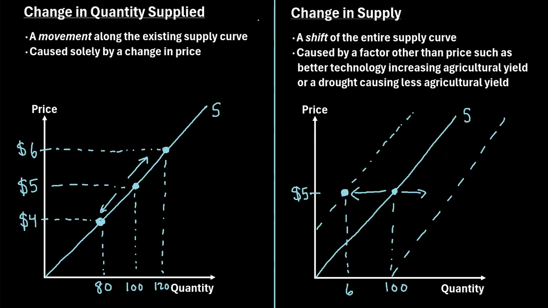So that's the difference between these two terms. A change in quantity supplied is a movement along the existing supply curve, and it's caused solely by a change in price, while a change in supply is a shift of the entire supply curve, and that's caused by something other than price. So hopefully this video made the difference between these two terms clear.